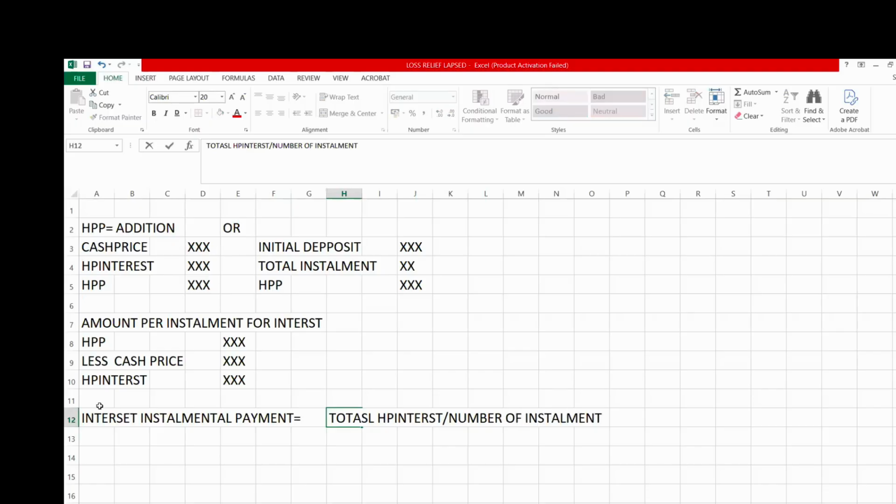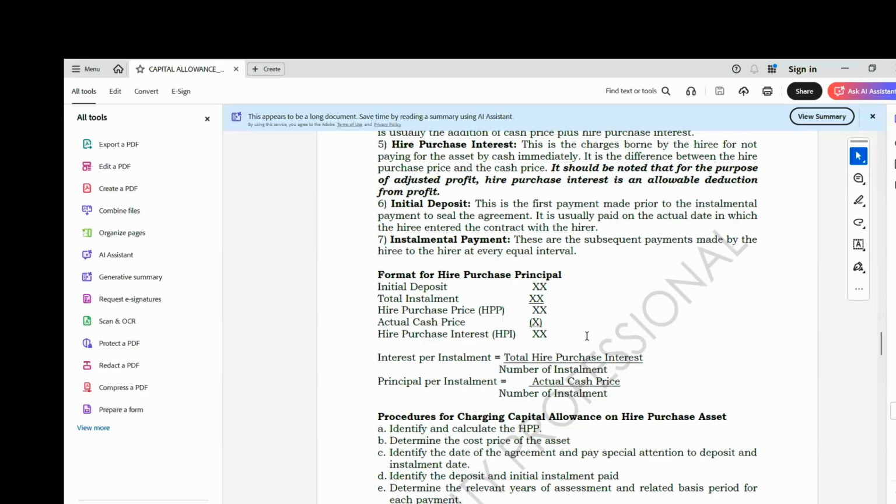That is, we need to look at how many times we are going to pay this installment and how much is the interest that is included in each installment. That is the total hire purchase interest divided by the number of installments. That will give us the interest per installment.